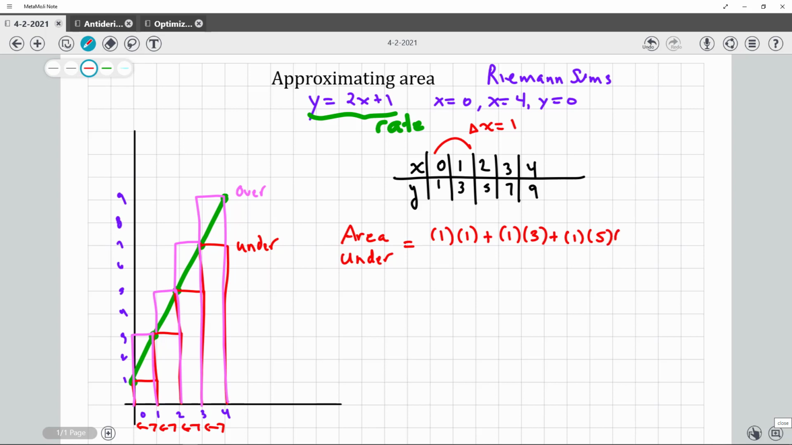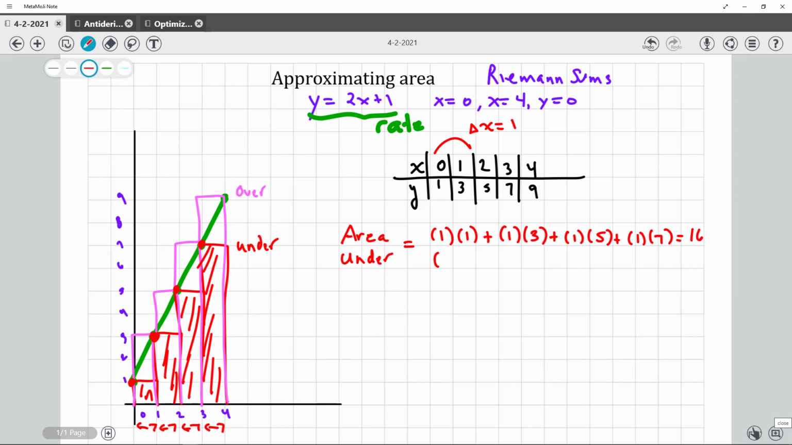Notice where I'm going to stop. I'm not doing the next one. Why? Well, go back and look at this graph. I can see my y values at 1, at 3, at 5, and at 7. That's my underestimate. If I multiply and add all these up, I get 16.